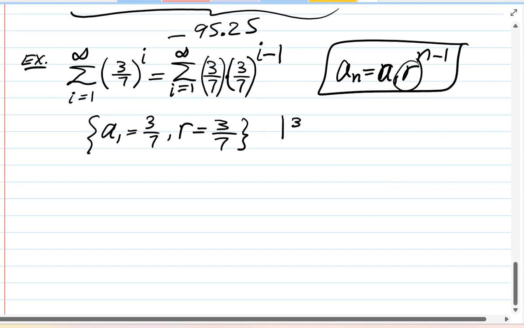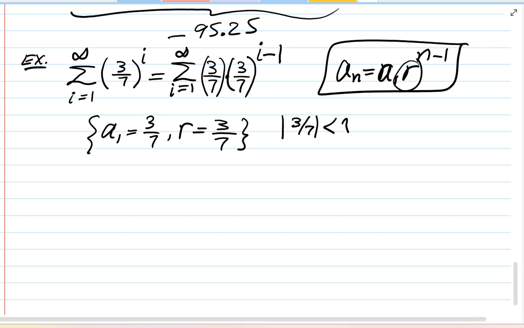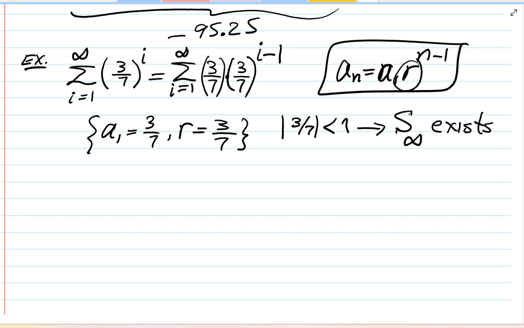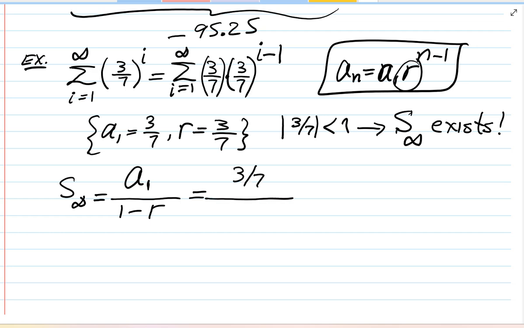Now that we've done that, let's actually find the sum to infinity. Again, the absolute value of 3/7 is less than 1. Therefore, S sub infinity, meaning the sum to infinity, exists. And of course, we want to find it. So let's do this. The sum to infinity. Look at how easy the formula is. a sub 1, the first term, over 1 minus the common ratio. That's it. The first term is 3/7. 1 minus the common ratio happens to be 3/7.